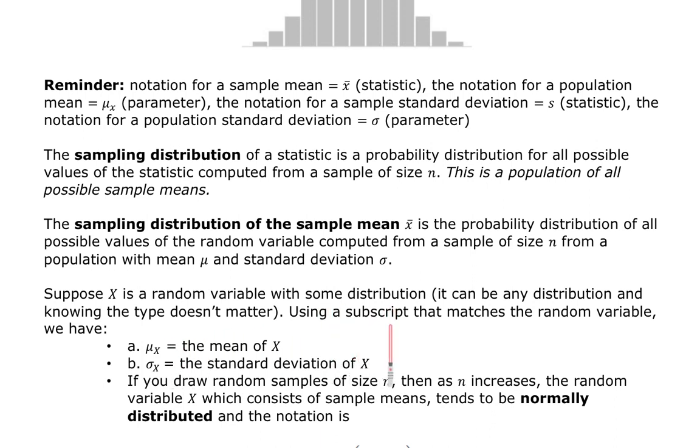Using a subscript that matches a random variable, we'll have the mu sub x, which is going to be equal to the mean of this random variable. We're going to have the sigma sub x, which is the standard deviation of this x. If you draw a random sample of size n, as n increases, the random variable x, which consists of all the sample means, will tend toward the normal distribution.